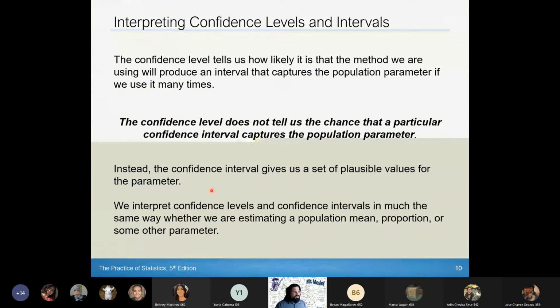We interpret confidence levels and confidence intervals in much the same way, whether we are estimating a population mean, proportion, or some other parameter. We particularly focus on mean and proportion in this text, but these same ideas could be applied to other parameters such as standard deviations, variances, and the like, quartiles if we wanted.